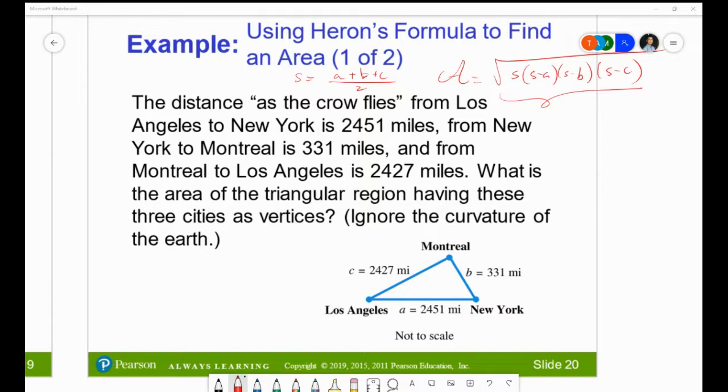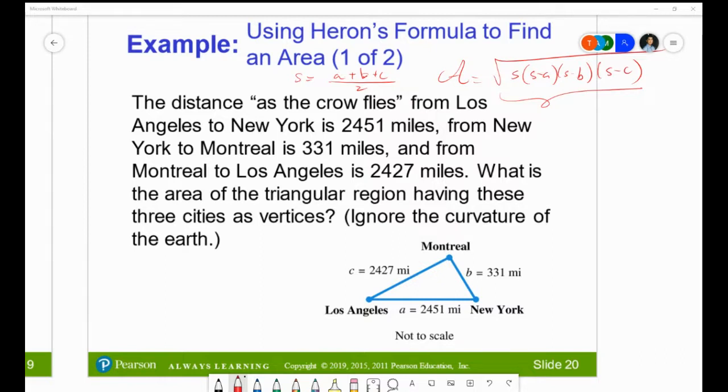So make sure that you don't have anything negative. When you're taking S, S should be the largest one. So S should be larger than A, B, and C. If S is smaller than one of those, you're going to get a negative answer. And then when you take the square root, you're going to have an imaginary number. So you can't have that.